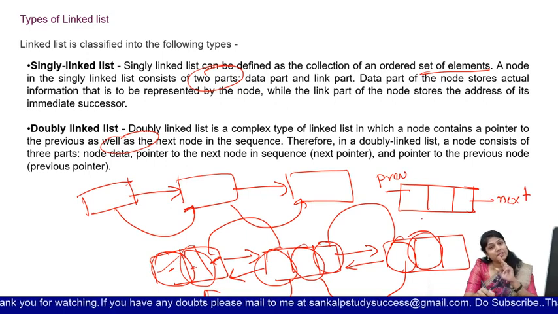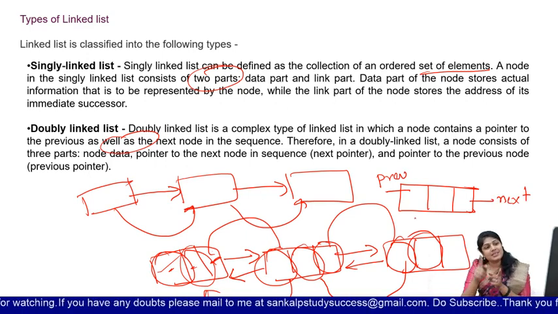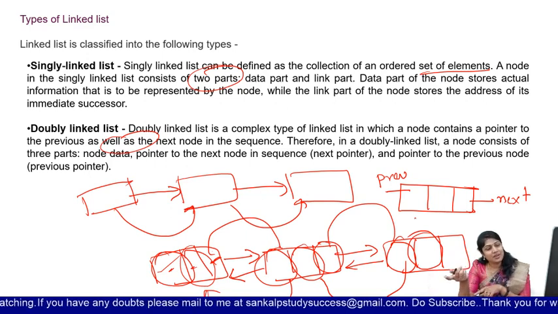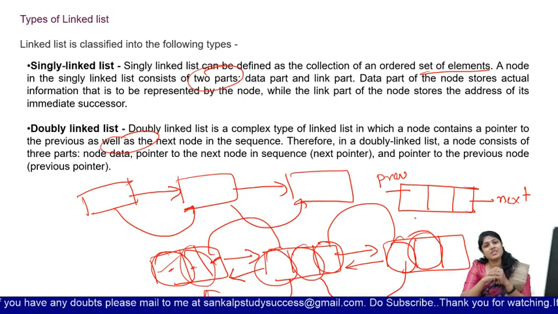Okay, one previous pointer kavali manaki, oka next pointer kavali. Okay, so next is nothing but what? Address of the next node, and previous is nothing but what? Address of the previous node.